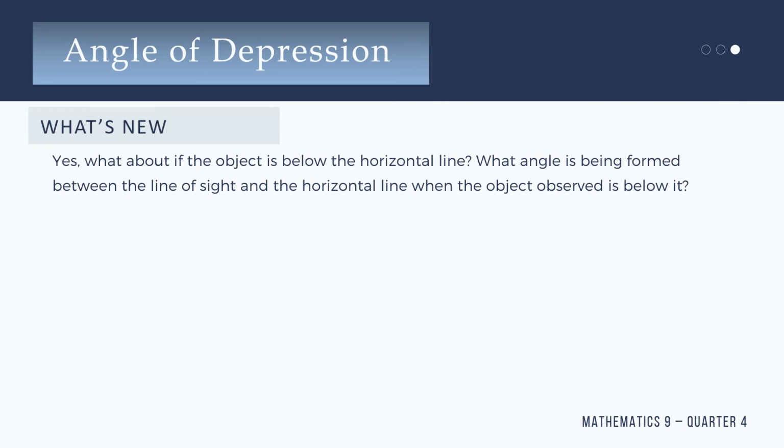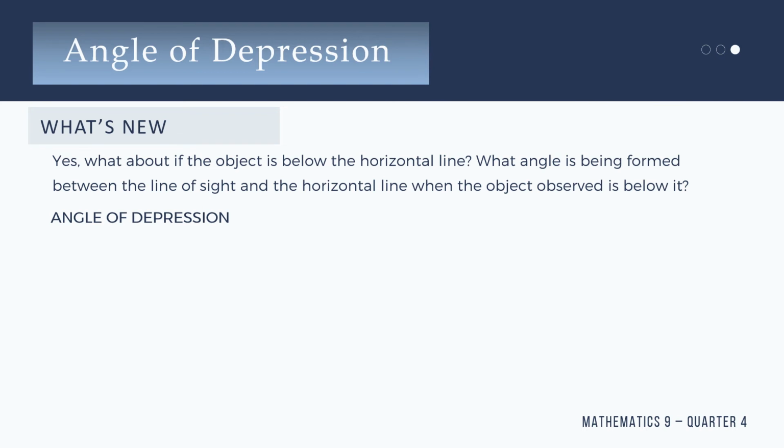So what's new? What about if the object is below the horizontal line? What angle is being formed between the line of sight and the horizontal line when the object observed is below it? So we call that one the angle of depression. If the object being looked at is below where the observer is standing, for example, the observer is standing on top of a house or on top of a building, we call that one angle of depression.